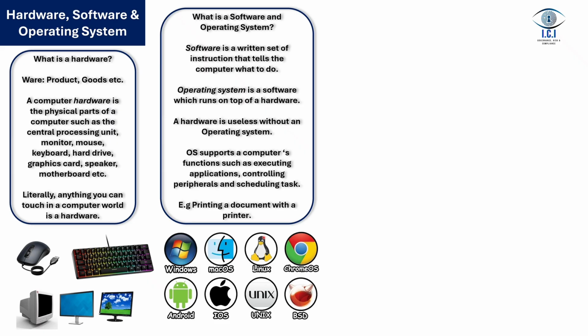And then, what is a software? A software is a written set of instructions that tells the computer what to do. That is just what software is. So if there are instructions given to a computer to do a particular activity or to carry out a particular action, that instruction is known as a software.